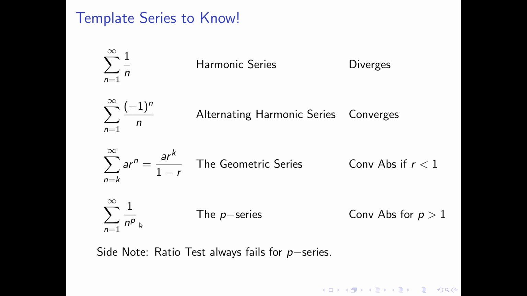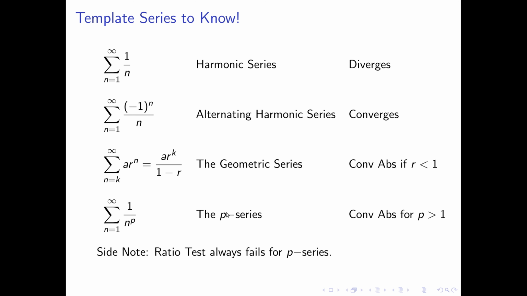The last template series we want to remember is the P series. And so the P series is 1 over n to the P for some fixed P, right? So you can see here that you get the harmonic series if P is equal to 1. And then something like 1 over n squared, that would converge absolutely because that P is bigger than 1. But if you had something like 1 over the square root of n, that converges slower than 1 over n, right? And so therefore it diverges. So this converges absolutely for P greater than 1 and diverges if P is between 0 and 1.